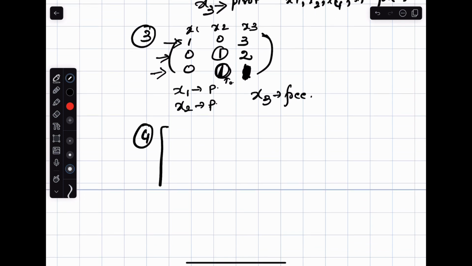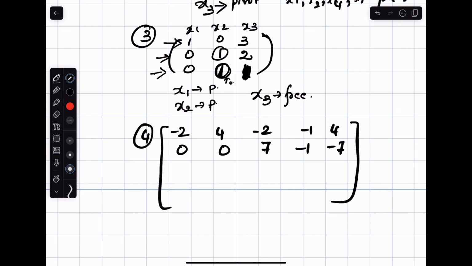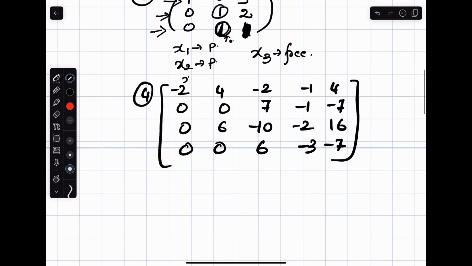Now let us consider one big example. This is an example with 5 columns, so let me write it down: -2 -7 0 6 -10, -2 16 0 0 6, -3 -7. So again there are 5 columns. Let me write it down. Yes, 4x5. See here, the first row, first element is -2, so x1 is already a pivot.